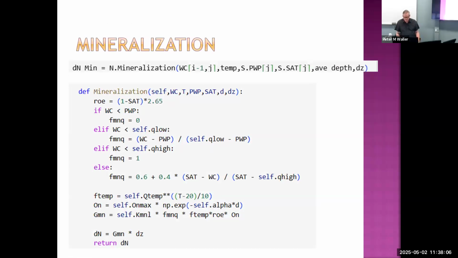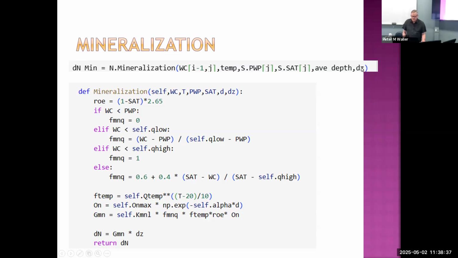Okay, so then we can do mineralization. And for the mineralization, we have to calculate it for each layer. So we're going to take the water content on the previous day for that layer. I'm sending it the temp. I need the permanent wilting point, the saturation, the average depth. And I'm pretty sure there's an underline there. I just probably didn't copy it right.